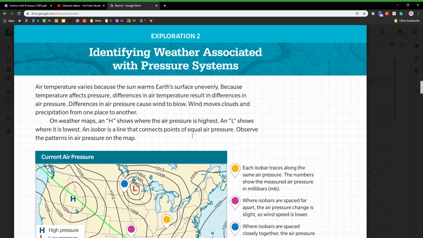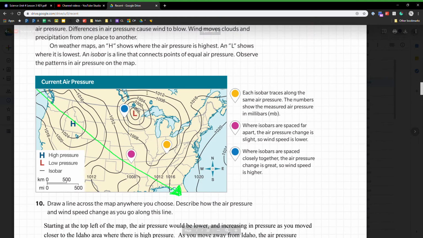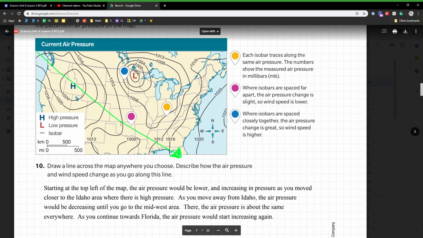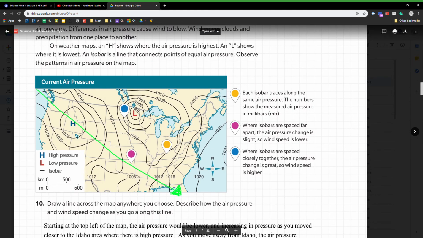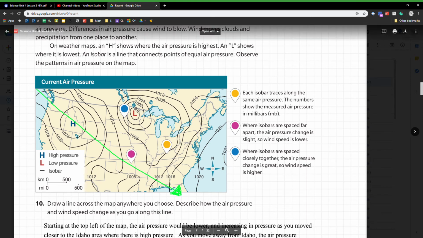Okay, here we have Exploration 2. This is identifying weather associated with pressure systems. Another important aspect is pressure systems, and a lot of the time you see charts like this that talk about pressure systems. These look a lot like topographic maps, if you've ever done hiking or anything like that, where it talks about elevation, but these maps show pressure differences.